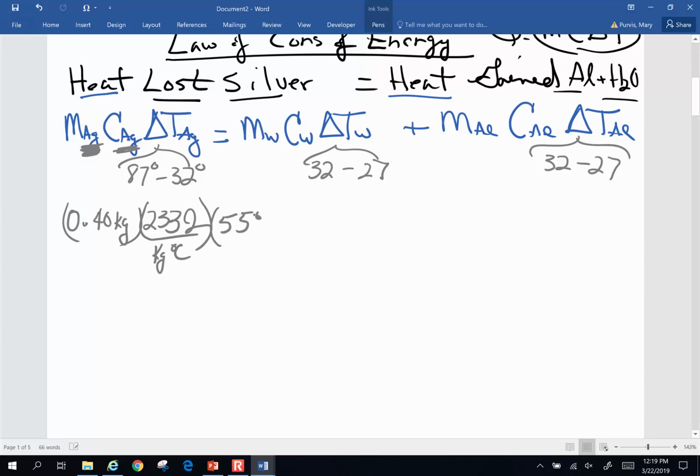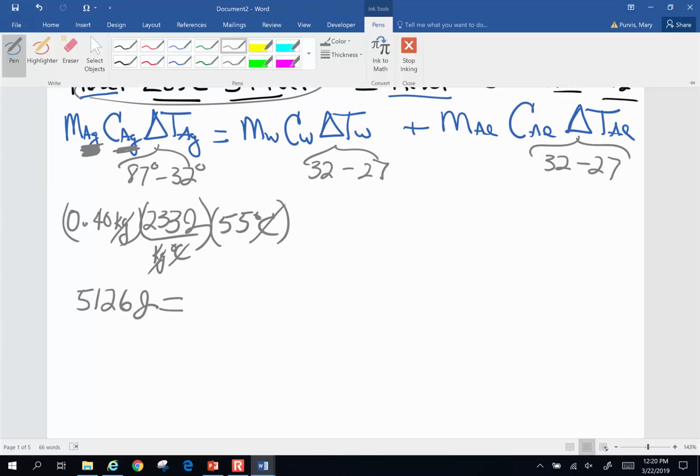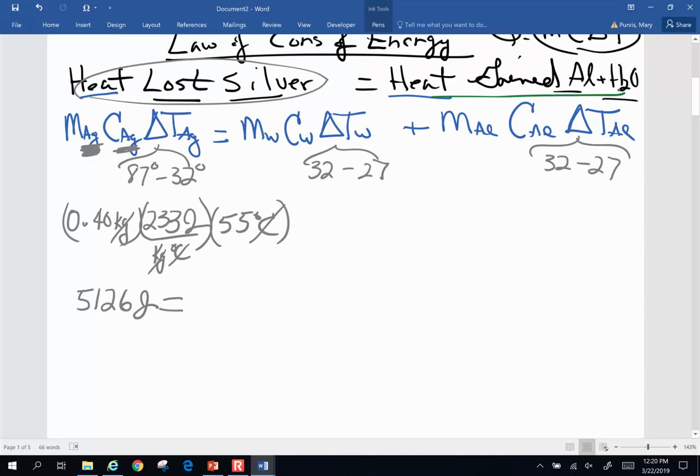Before I try and do all of the right-hand side, I'm going to get a mathematical number for this so I don't run out of room on my page. Kilograms will cancel, degrees Celsius will cancel, and if I multiply those three things together, I am going to end up with a number of 5,126 joules. This is all of the heat lost by the silver. That's this whole side. Now this is going to be equal to the heat that is gained by the aluminum and the water. So I'm going to pull this down, mass of the water.